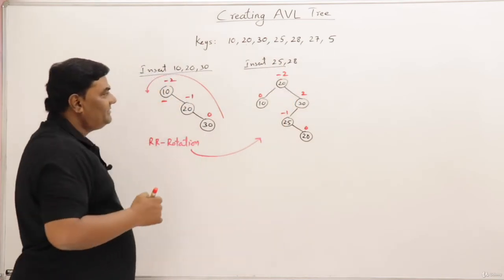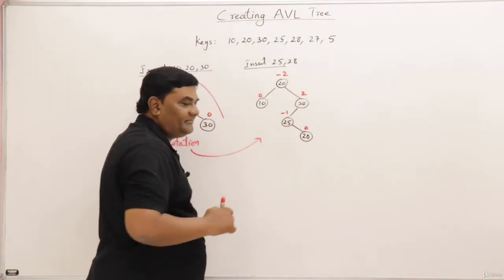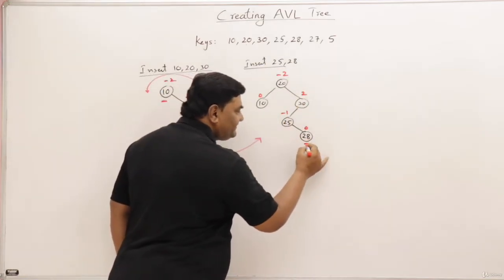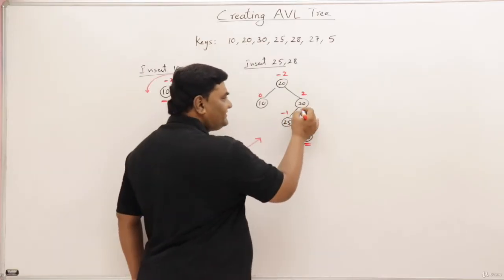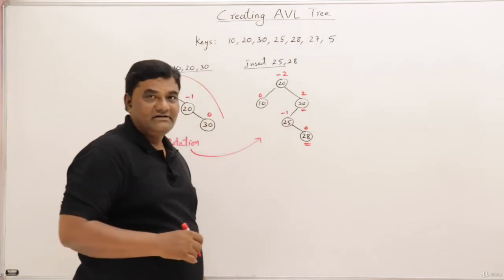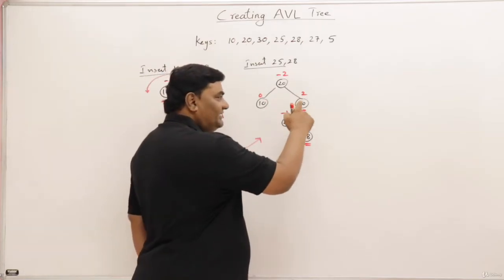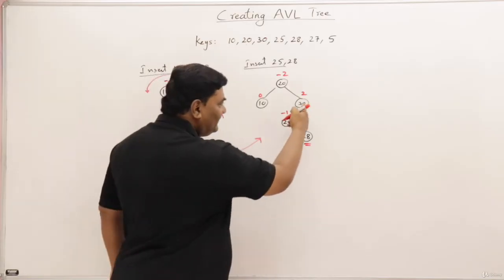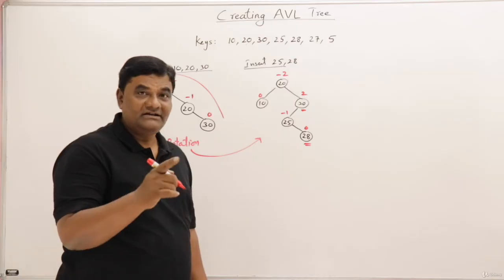So how many nodes became imbalanced? 2 nodes became imbalanced. This one is imbalanced and this one is also imbalanced. The newly inserted node is this one. Then which is the first ancestor which became imbalanced? This is the first ancestor which became imbalanced. Which rotation will we perform on that one? Based on this, in which direction was the insertion done? Left, right. Isn't it? So we have to perform LR rotation.